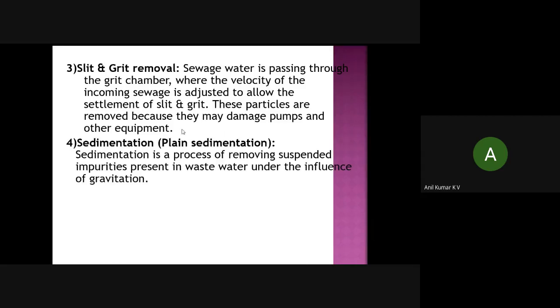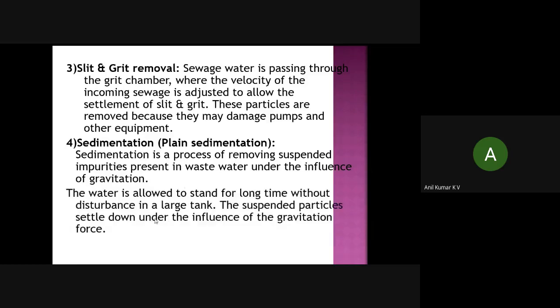The fourth one is the sedimentation process. Sedimentation is the process of removing suspended impurities present in wastewater under the influence of gravitation. Mainly in this process, under the influence of gravitation, the impurities settle down at the bottom of the sedimentation tank.